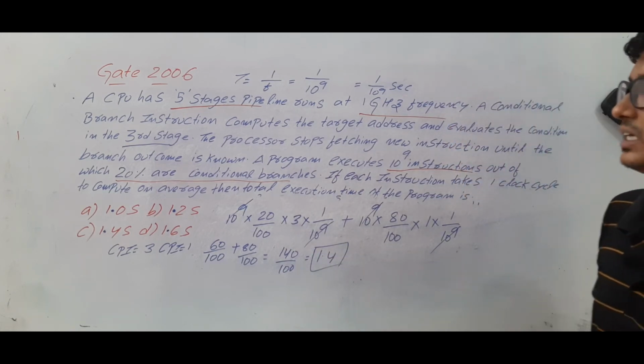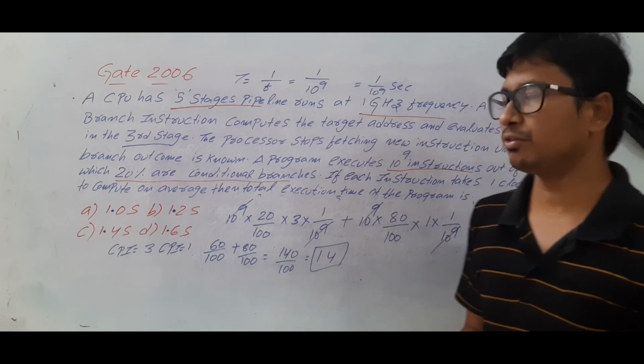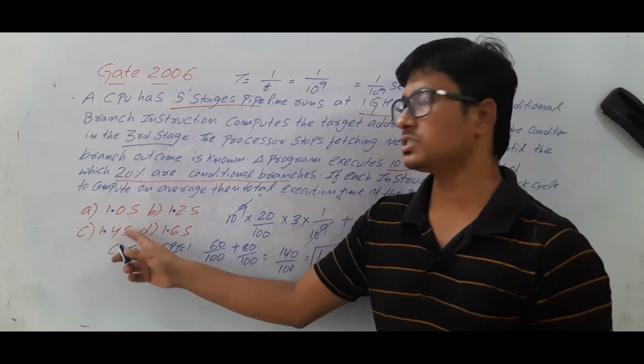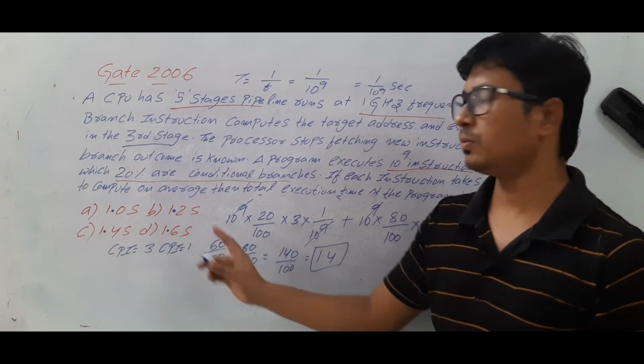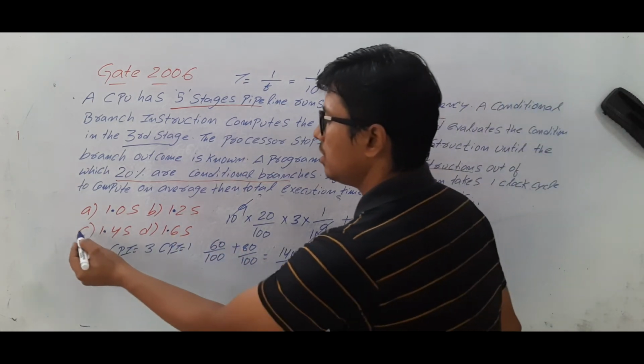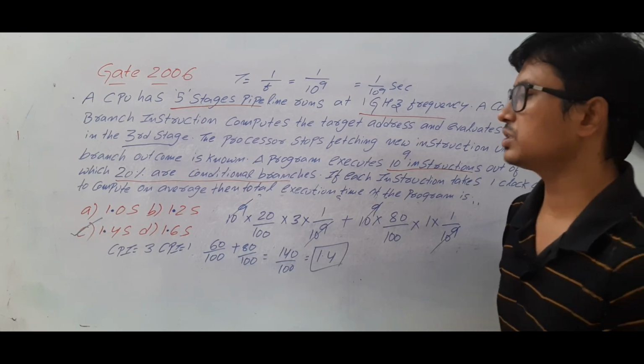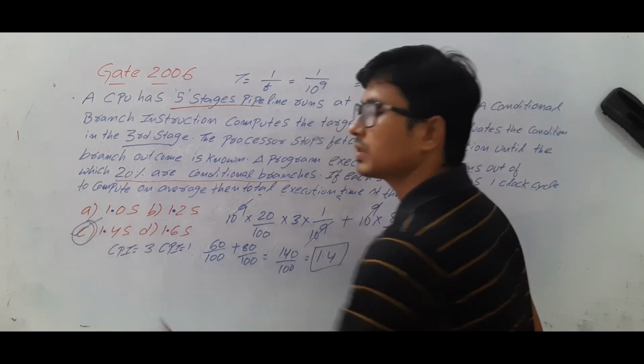So what is the right answer? Option A, they have given 1 second. Option B, 1.2 seconds. Option C is 1.4 seconds. Option D is 1.6 seconds. However, we got 1.4 seconds. So the right answer for this question is option C.